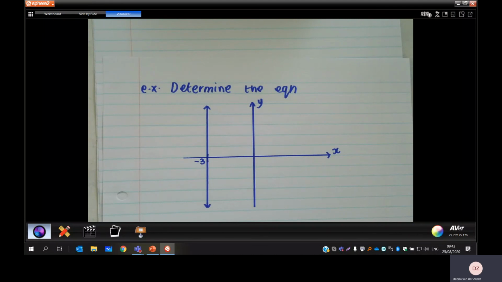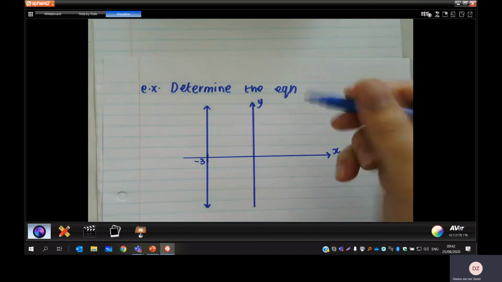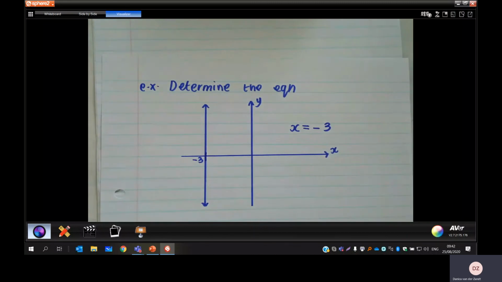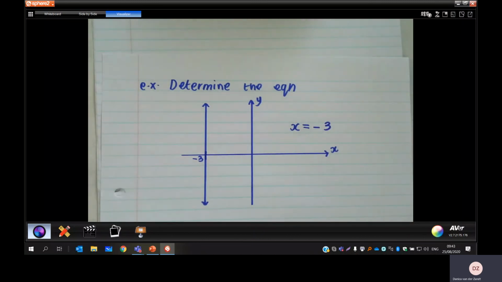Although I don't think the 20 seconds is going to make a difference. I'm just going to write the equation. Is it like a parallel line? No. It is not a diagonal line, so there won't be an X and a Y. There'll only be one of the letters. It is cutting the X-axis, so therefore it is X equals whatever that number is.